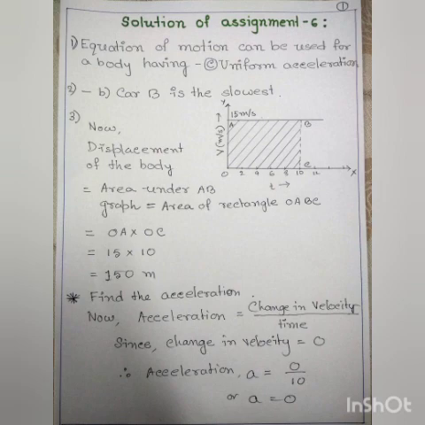Now first question, equations of motion can be used for a body having, and the correct option is option C, that is uniform acceleration. Next question number 2, 4 cars A, B, C and D are moving on a level road. Their distance versus time graphs are shown in figure. Choose the correct statement, and here the correct statement is option B, that is car B is the slowest.